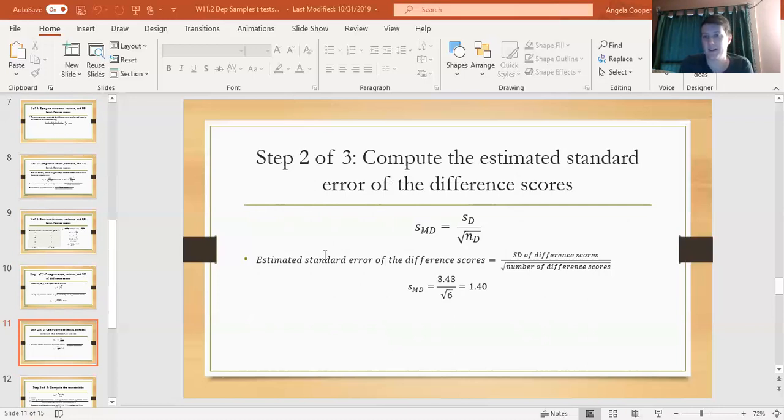The square root of 6 is like 2.8 something, but maybe not 2.8. Let's see what exactly the square root of 6 is. All right, the square root of 6 is 2.45. So I was a little off. But 3.43 divided by the square root of 6 equals 1.40. So that is our estimated standard error of the difference scores, this 1.40.